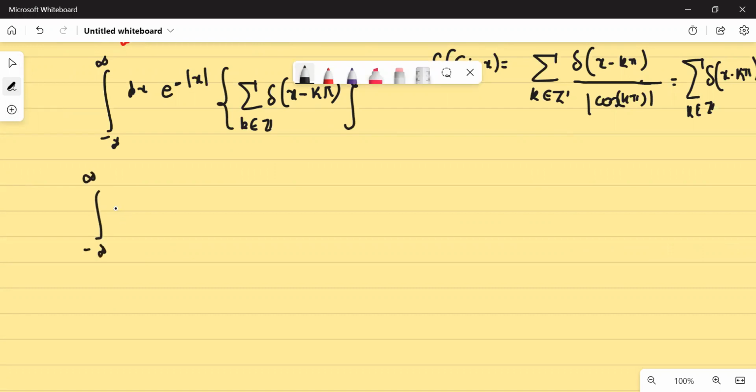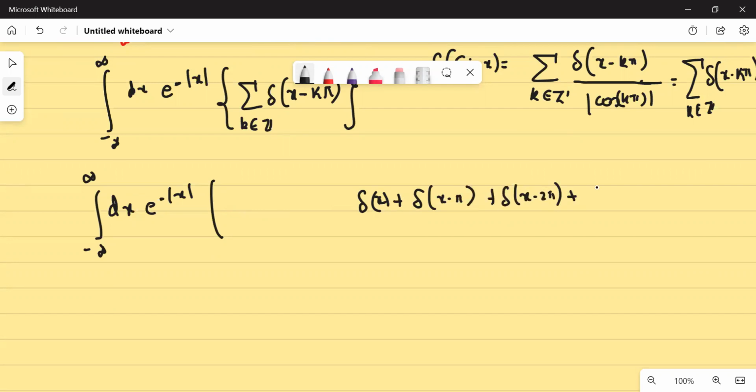Minus infinity to infinity, this is Dirac of x times e to the power minus modulus of x. Then this will be, just try to write k equal to 0. So I'll write somewhere here, Dirac of x, then plus Dirac of x minus pi, then plus Dirac of x minus 2 pi, then plus Dirac of x minus 3 pi, and so on and so forth. And if you write here Dirac of x plus pi, then you have plus Dirac of x plus 2 pi, then Dirac of x plus 3 pi, so on and so forth.